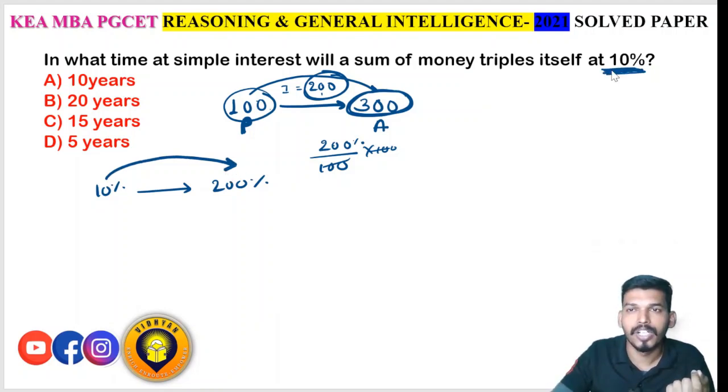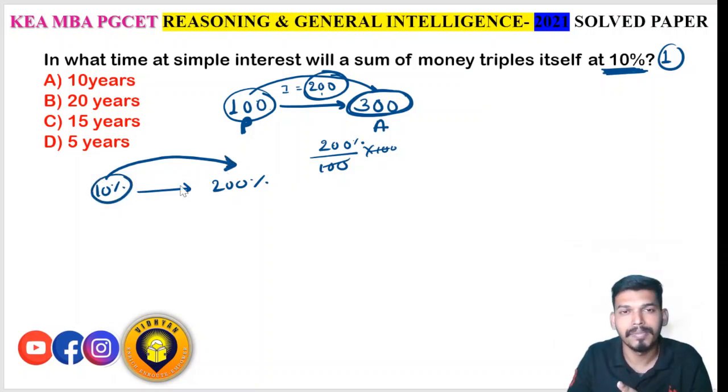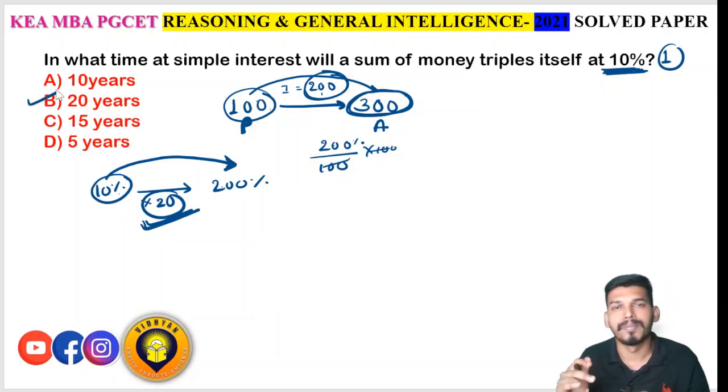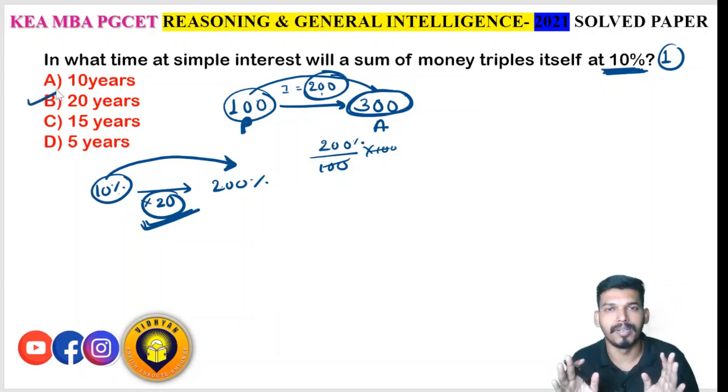In simple interest, the rate of interest of 10% that they give is for 1 year. Always, the rate of interest is given for 1 year. So 10% for 1 year has to become 200%, how many years will it take? Again, 20 years is required. 200 by 10, you will get 20. So after 20 years, the sum will become triple. Okay, so this is a shortcut to solve this question.